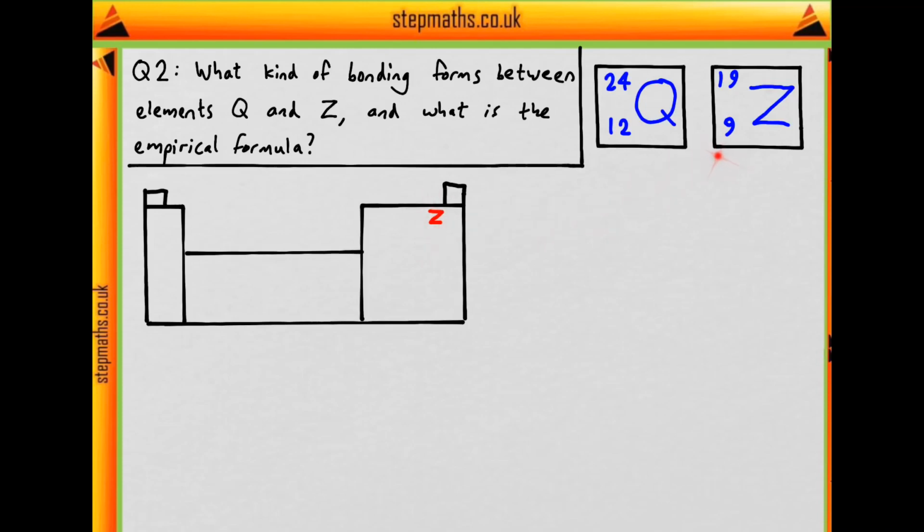And now Q, we have 3 more electrons, so we go 1, 2, 3, which takes us to group 2.